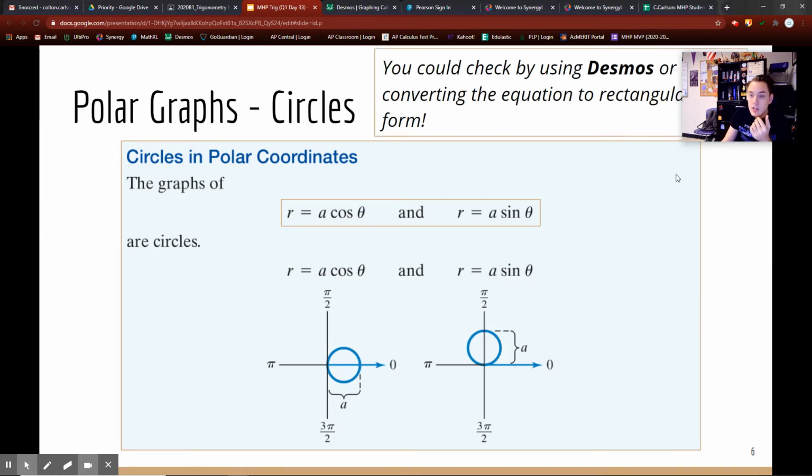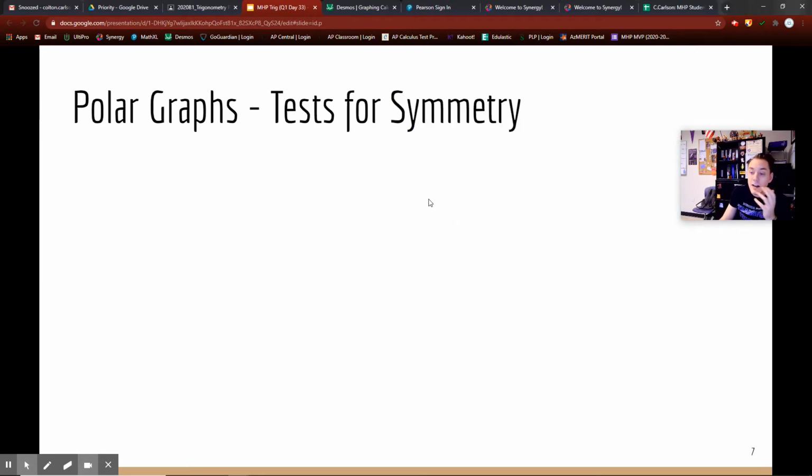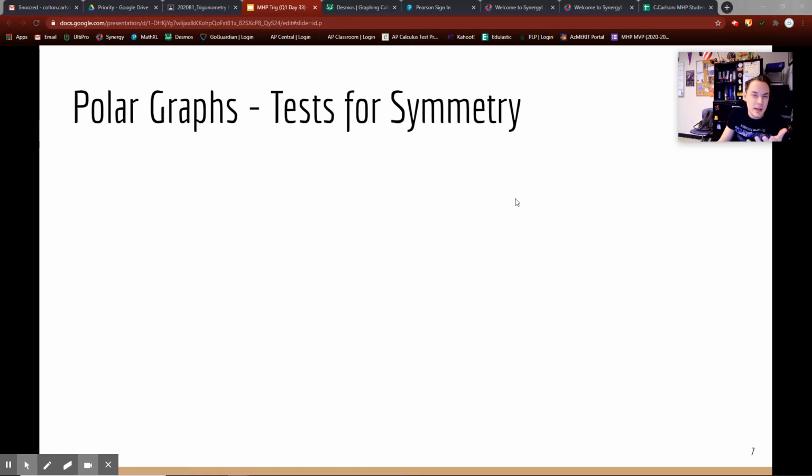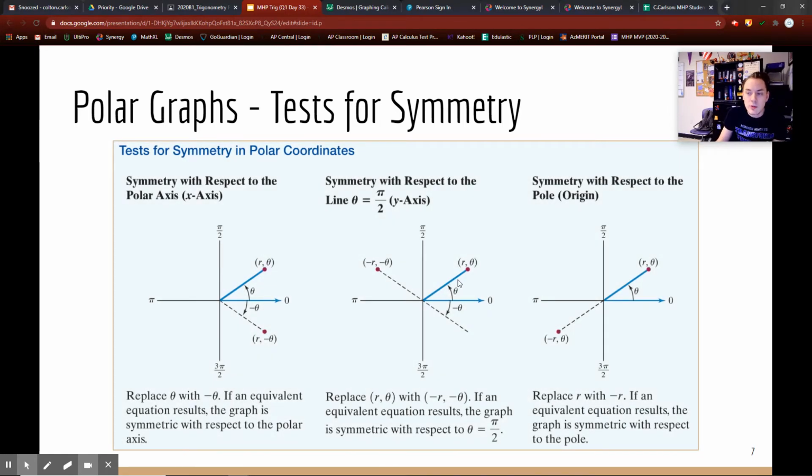So like I said, you can always check by converting the equation to rectangular form, just like what I said. Now here, tested symmetry, this is probably the other big thing that Desmos really can't help us out with. These tests with symmetries, there's 3 tests, and they're each with regard to a certain origin, or a certain pole, or a certain symmetrical axis, if you will.